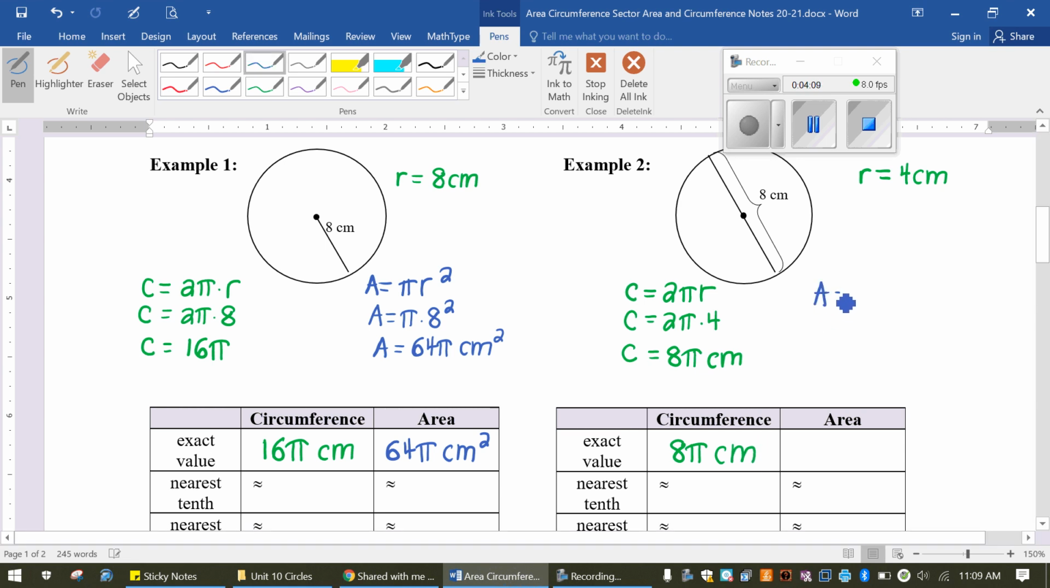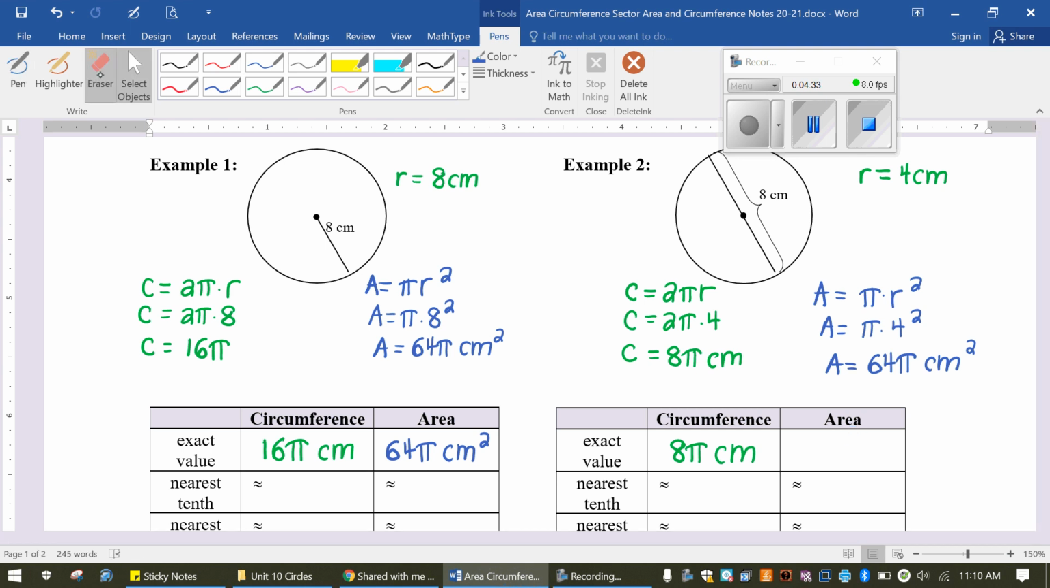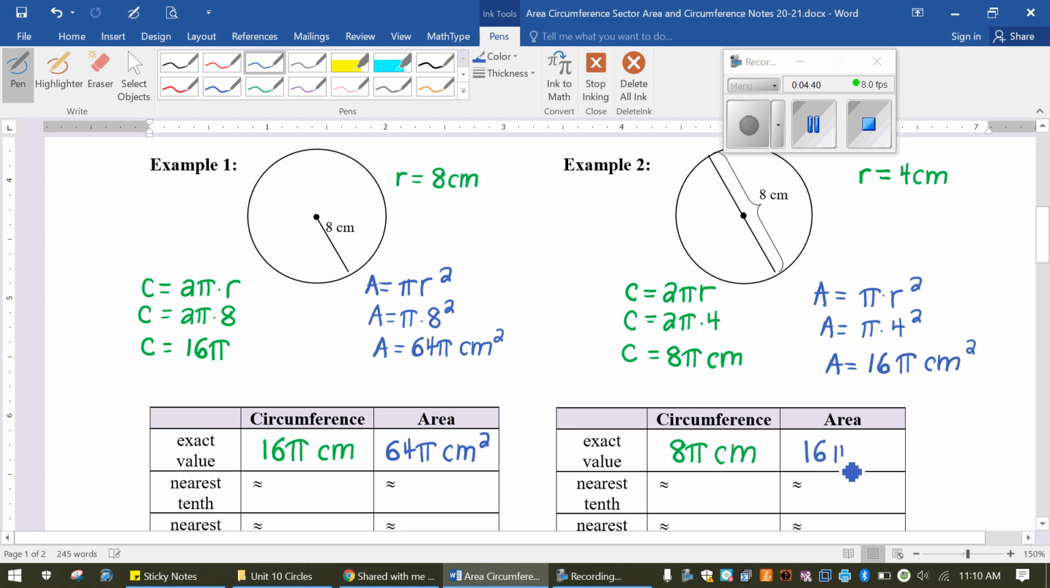And then our area that's covering the entire circle is pi r squared. So pi times 4 squared would be 64 pi. Don't forget your units. Squared because it's area. Oops, actually, I'm sorry. That is 16, not 64. So this is 16 pi centimeters squared.